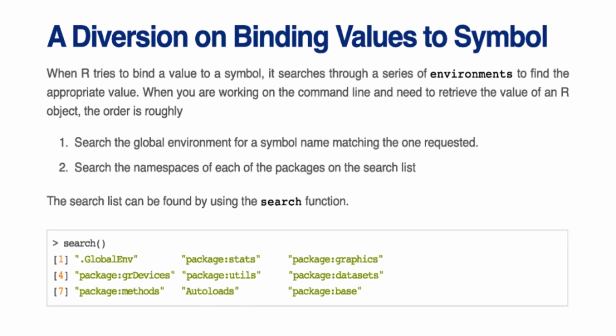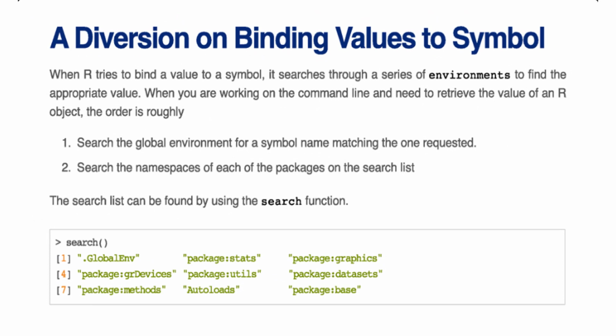And so the idea is that R needs to bind a value to a symbol. In the previous slide the symbol was lm and it needs to bind a value to it, and the value is going to be a function of some sort. It's either going to be my function or the function in the stats package. When R tries to bind a value to a symbol, it searches through a series of environments to find the appropriate value. Environments you can think of as lists of symbols and values.